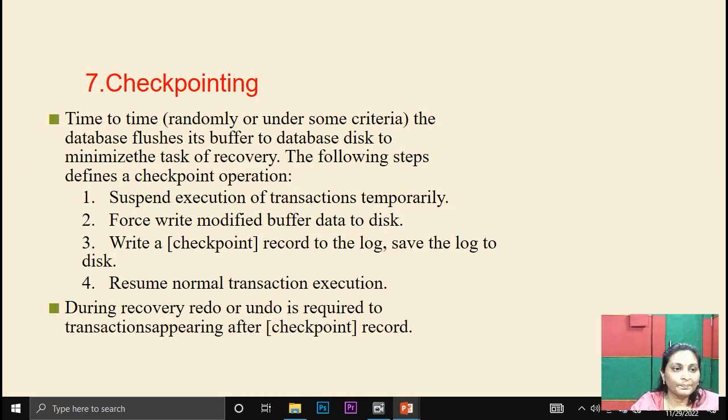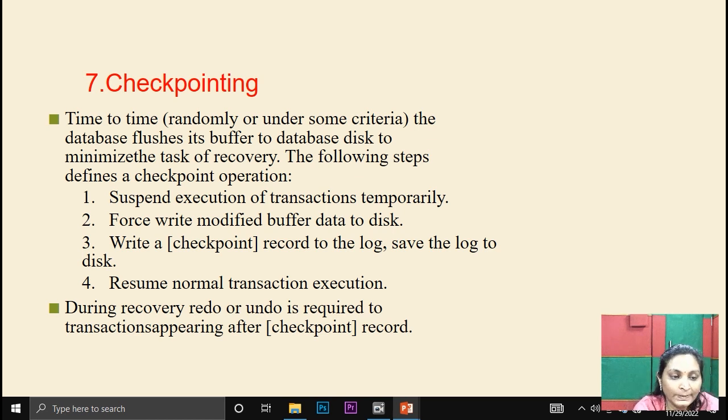Next, checkpointing. From time to time, randomly or under some criteria, the database writes its buffer to the database disk to minimize the task of recovery. If any failure occurs, data in the buffer will be lost. For that purpose, the buffer is written to the disk from time to time. The following steps define the checkpoint operation.